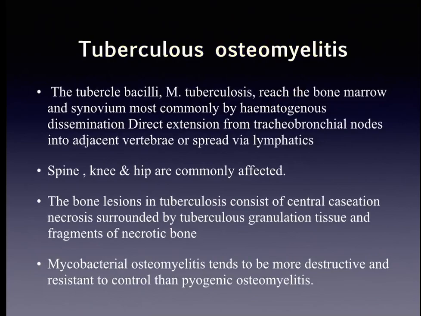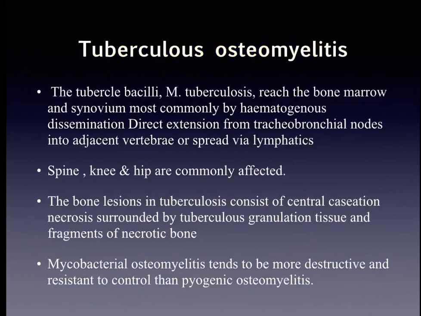Tuberculous osteomyelitis. This is caused by tubercle bacilli, Mycobacterium tuberculosis. So it can reach the bone marrow and synovium by hematogenous dissemination, or sometimes there can be direct extension from tracheobronchial nodes into the adjacent vertebra or spread via the lymphatics. The bones which are commonly affected are spine, knee, and hip, and the bony lesions morphologically resemble the lesions of tuberculosis elsewhere in the body.